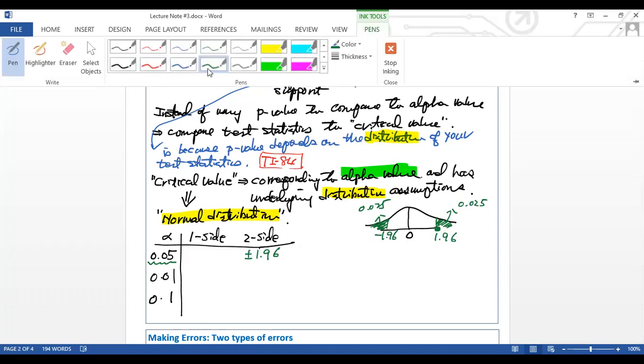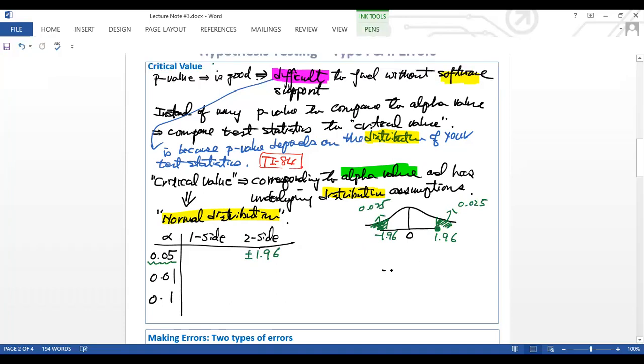Then what is the one-sided test? For the 0.37, I can say it's greater than 0.37. That means I'm only looking at this side, I'm interested only in here. This is one-sided, and this is 0.05, the threshold. So if it's greater than, it's over here, and the critical value is 1.645.